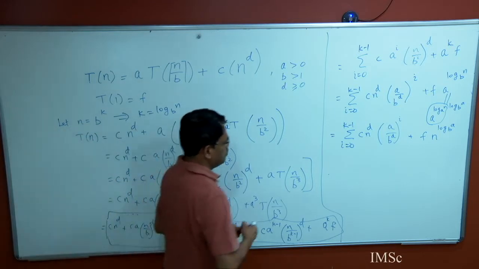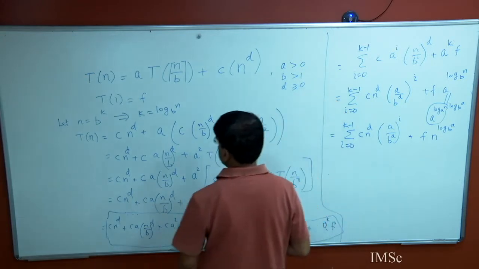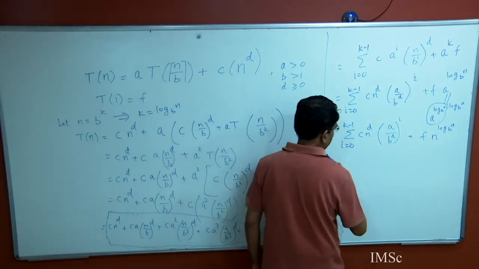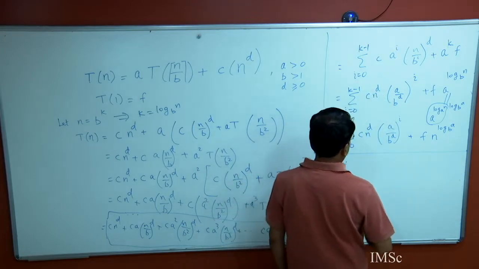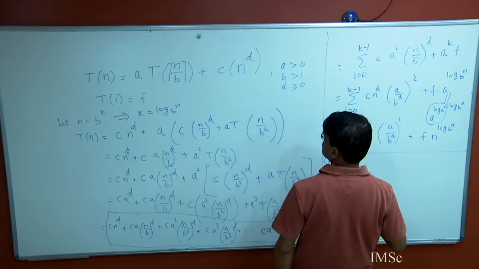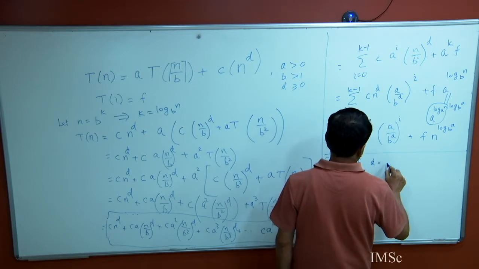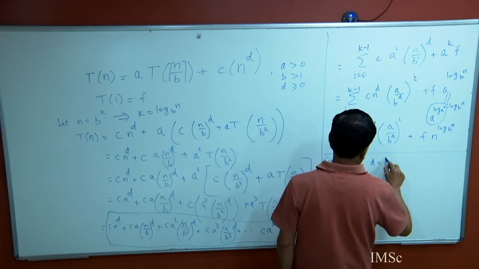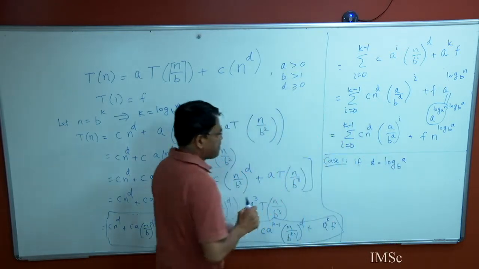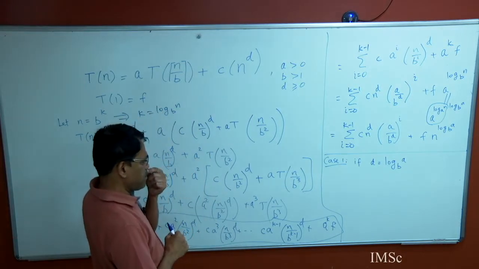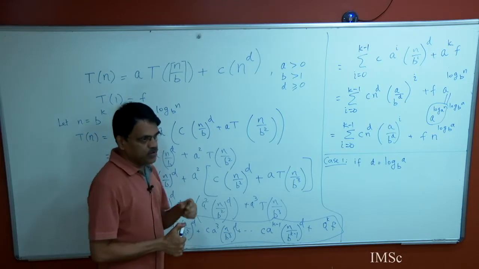Okay, so now let's look at the following cases. So k is like log n to the base b. So case 1, if d is equal to log a to the base b. See, a is greater than 0. Okay. If d is equal to log a to the base b, what happens?